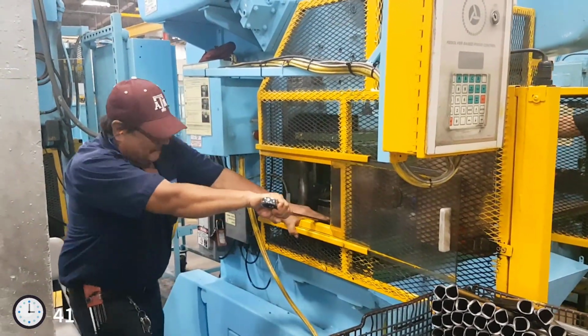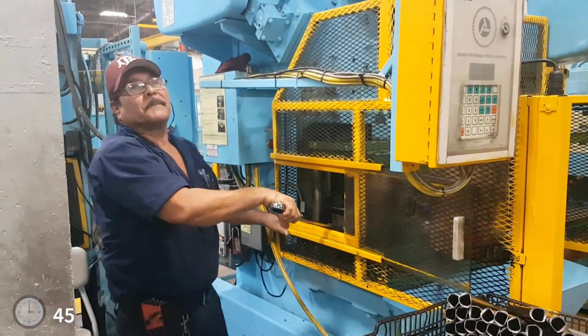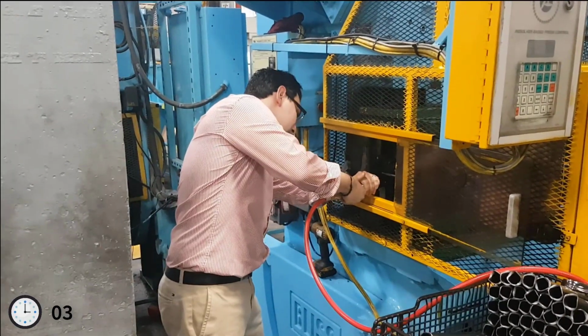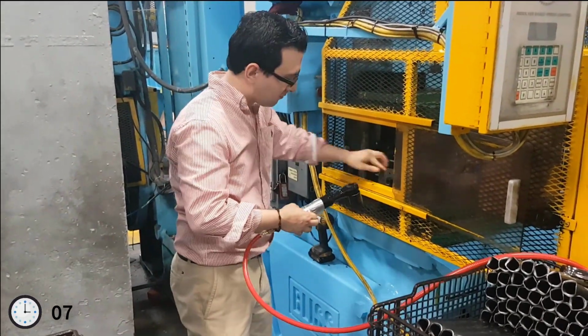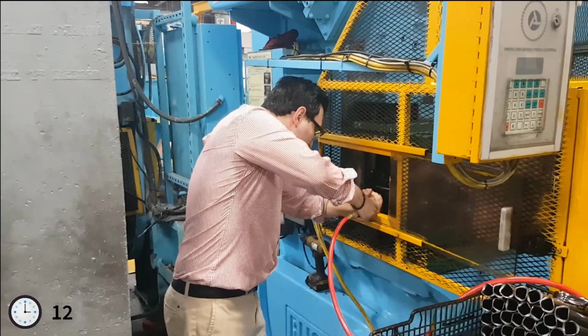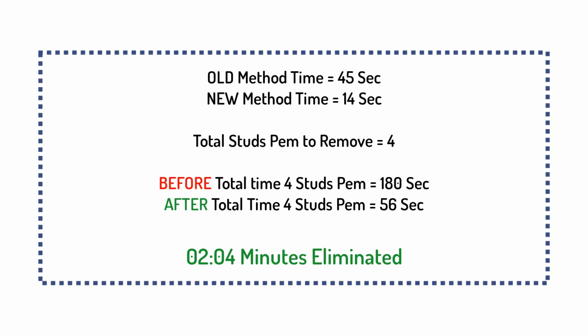After the improvements, the wrench was replaced by a pneumatic tool. As we can see here, the time drastically reduced from 45 seconds per bolt to only 14 seconds, and this includes takeoff and put on for a single bolt. This press needs a total of 4 bolts.